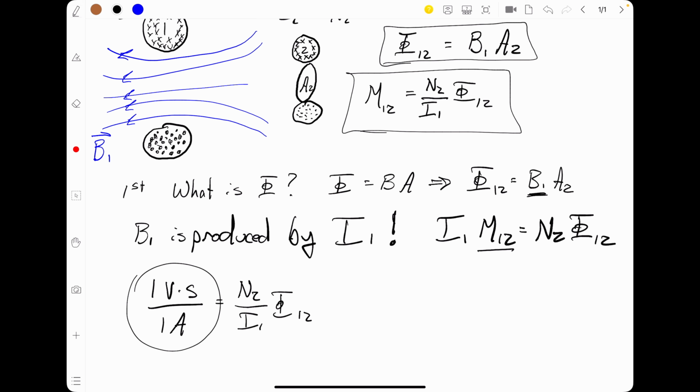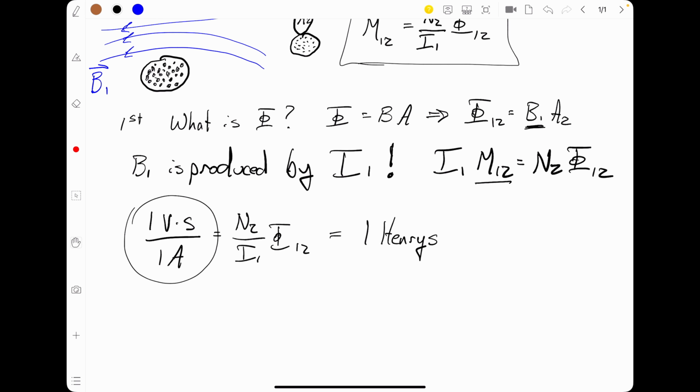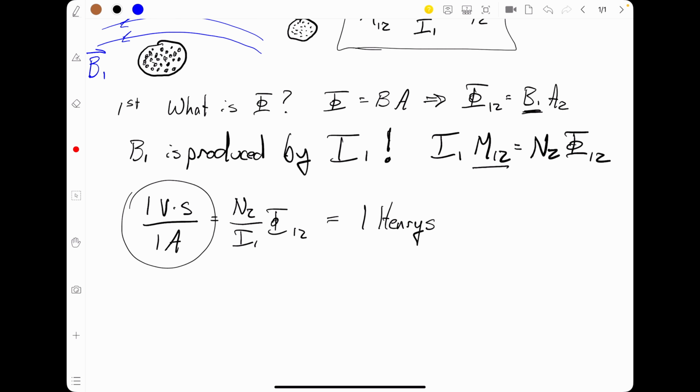So that happens to equal 1 Henry. Okay, we call it a Henry, or it's measured in Henries. I don't know. If you have more than 1 Henry, you have Henries. So, I don't know. We're just trying to keep everything nice and easy for all the physics students out there. So we deal with Henries.